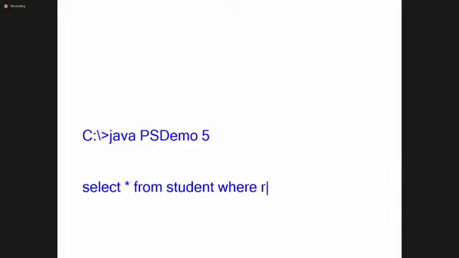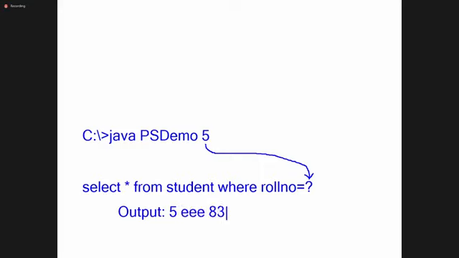Java prepared statement demo. Roll number 5 I'll pass. Then: select * from student where roll number equal to 5 question mark. This is where I want to place it. Then the output should be like this: roll number 5, name of the student, marks of the student. Like this I want. Okay.